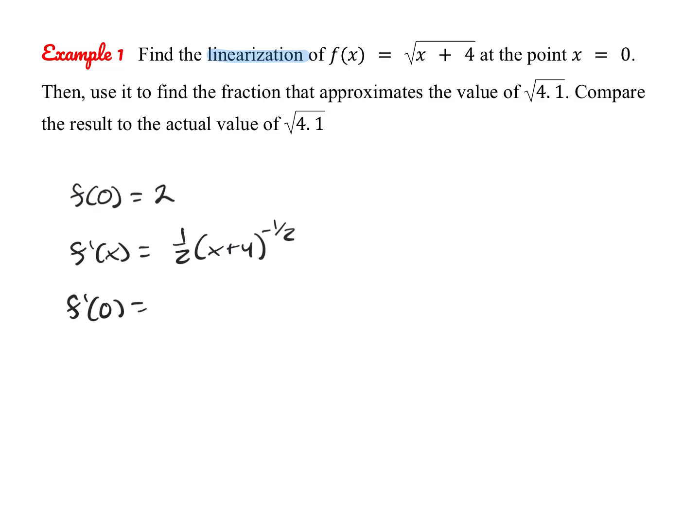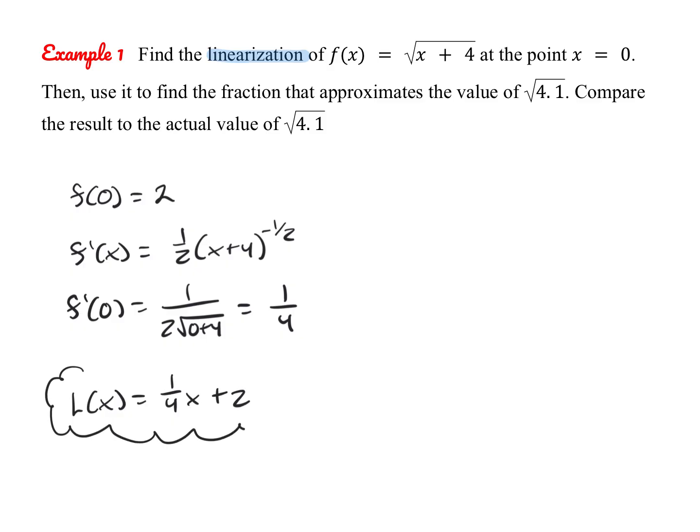So f prime of 0 is 1 over 2 square root of 0 plus 4. So it's 1/4, which is the slope of my linearization function. And here I specifically have a y-intercept, so I'm going to go straight to slope-intercept form. Okay, here's my linearization function.